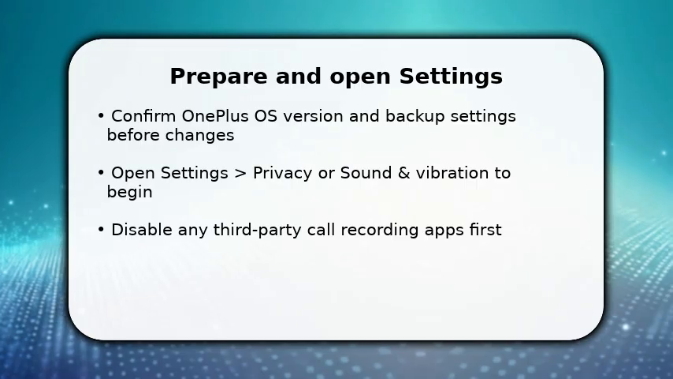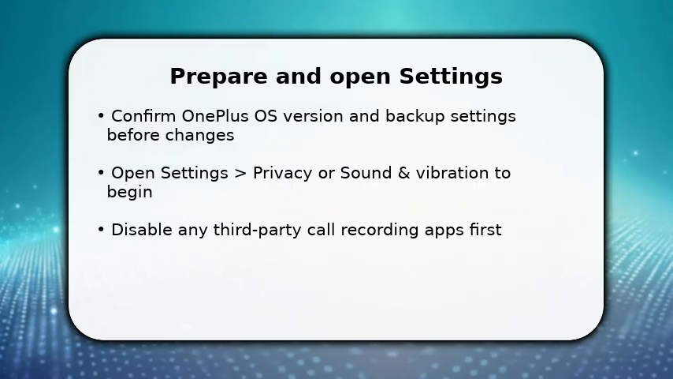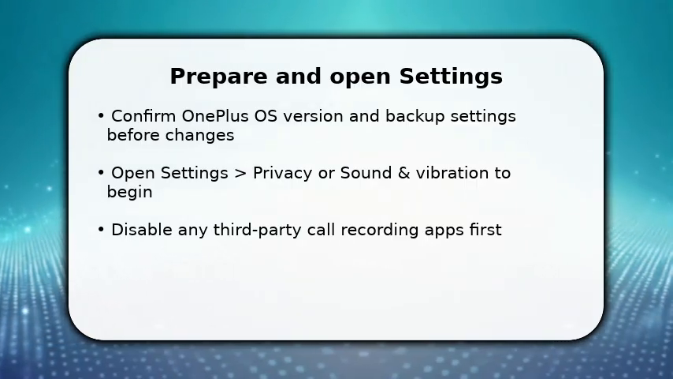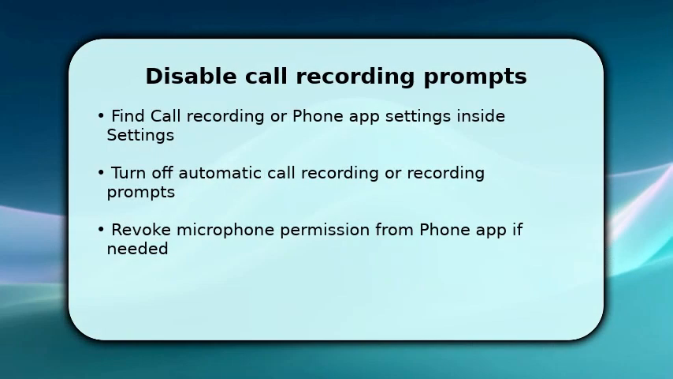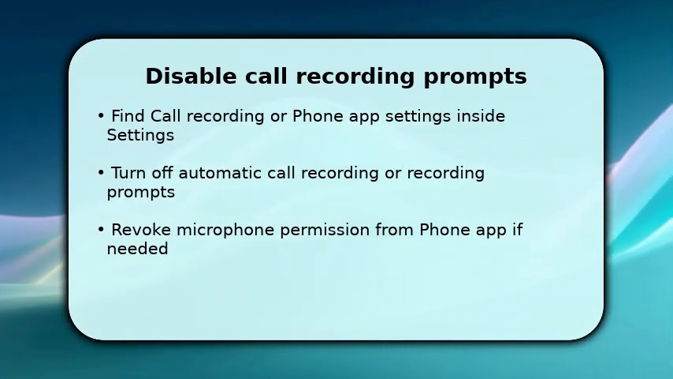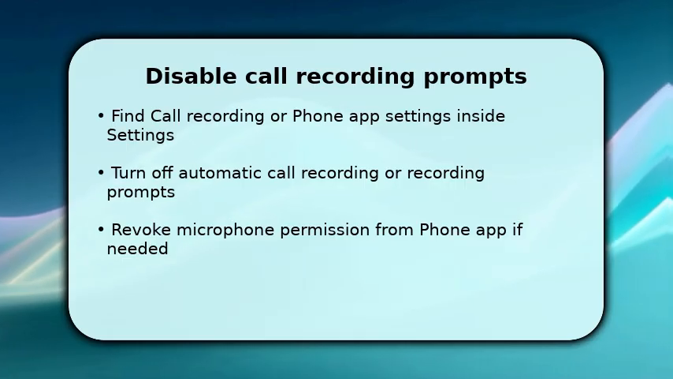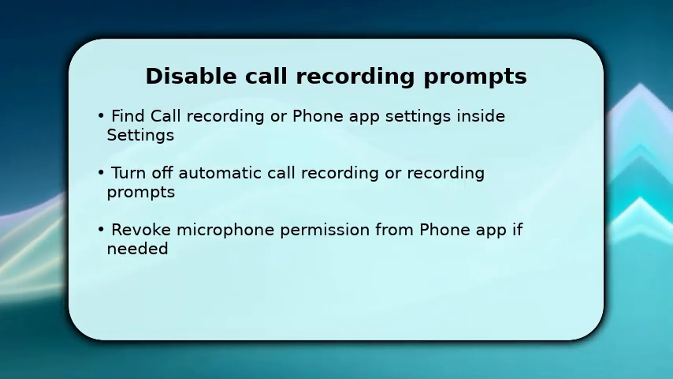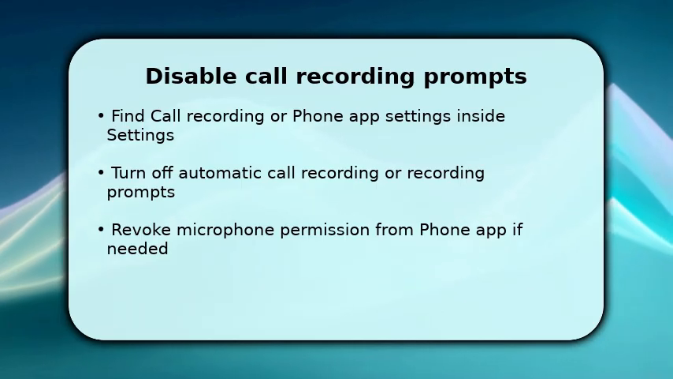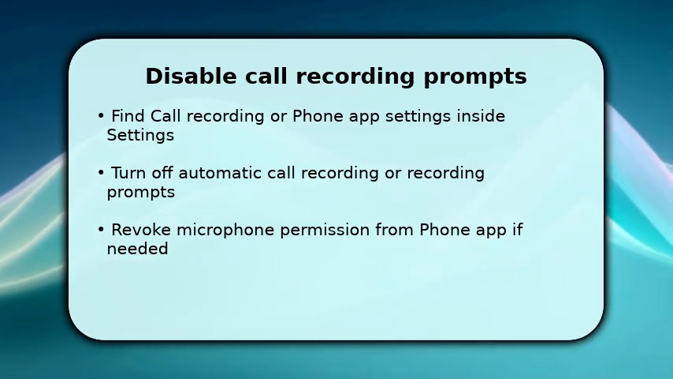Perform a quick reboot after disabling apps so system services refresh, and then return to Settings to continue with built-in options. Now access the phone app settings. Open Phone, tap the three dots or gear, and choose Call Recording. You will turn off automatic call recording or any recording prompts here. This stops the audible notification that plays during calls.